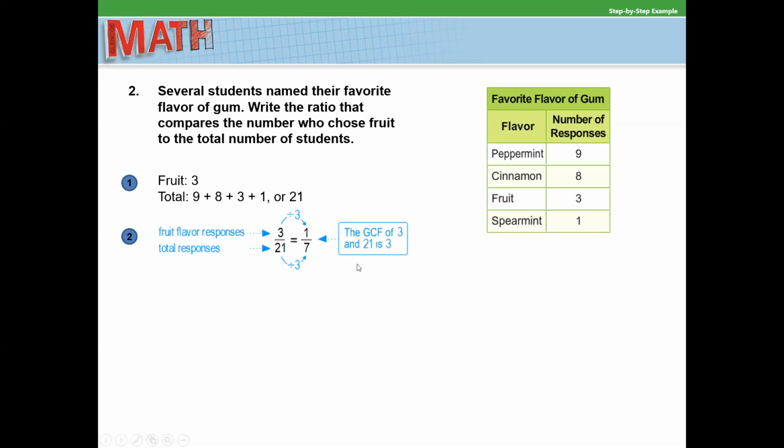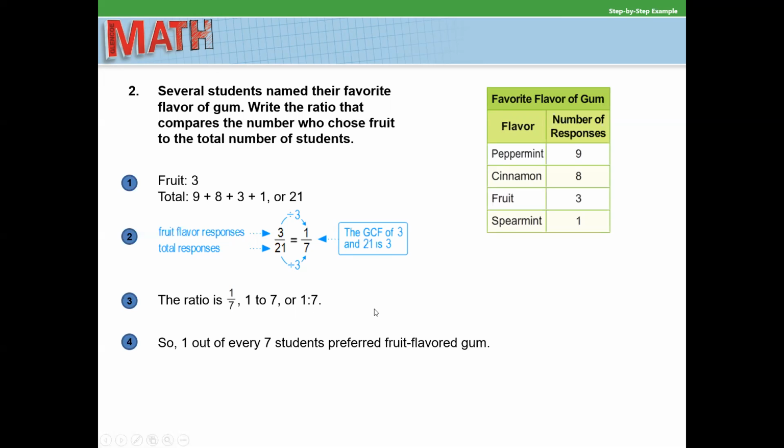The greatest common factor of 3 and 21 is 3. The ratio is 1 to 7. So 1 out of every 7 students preferred fruit-flavored gum. Need another example?